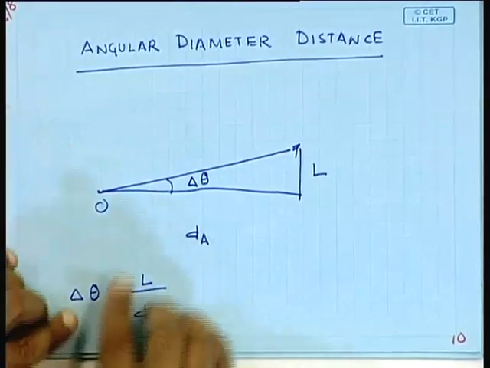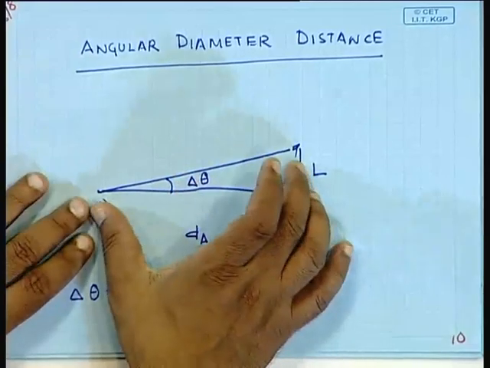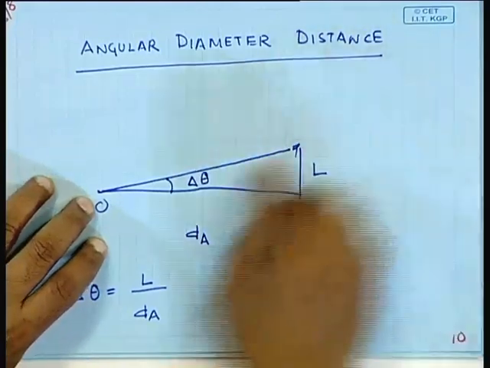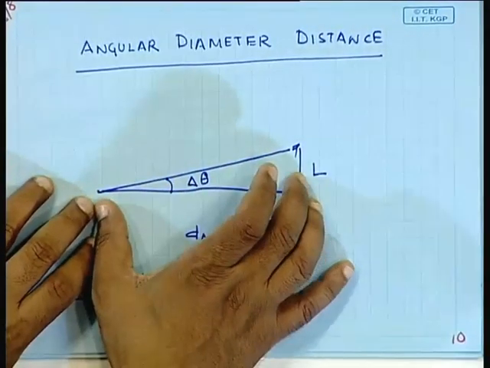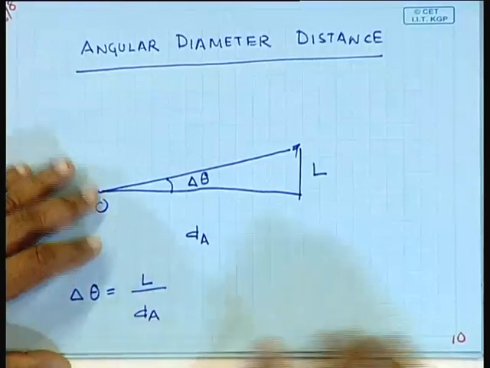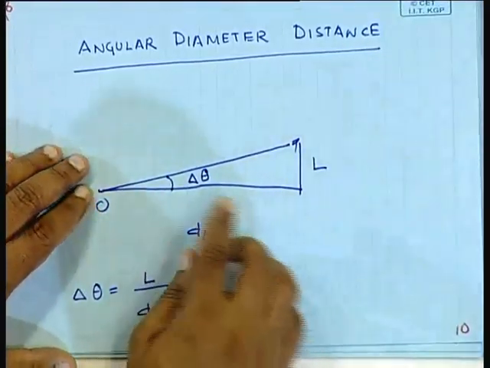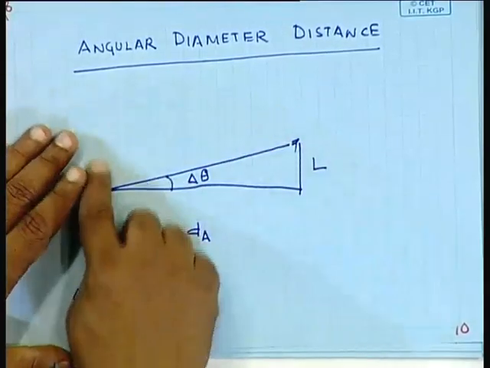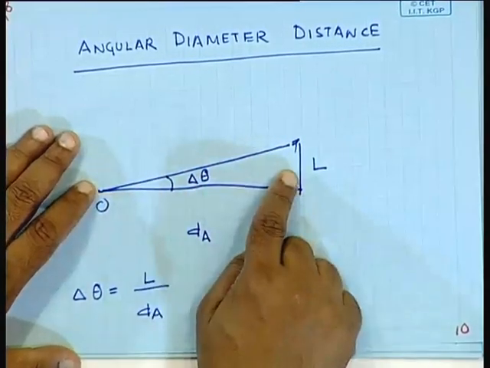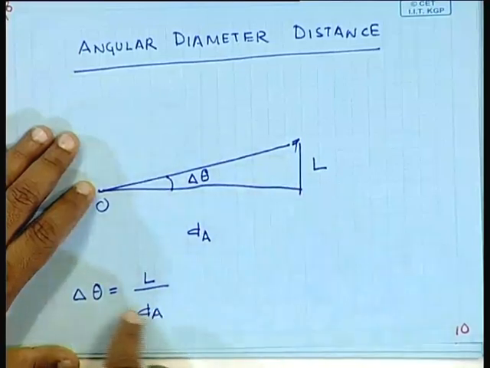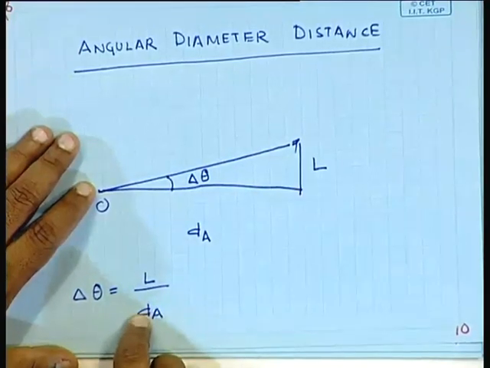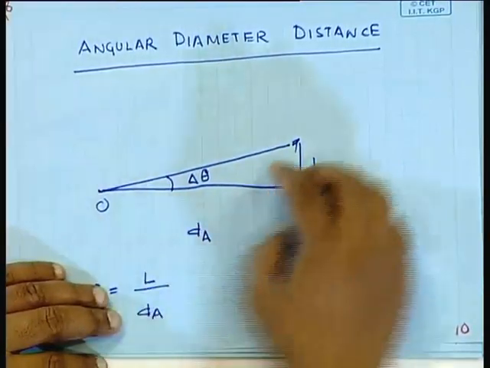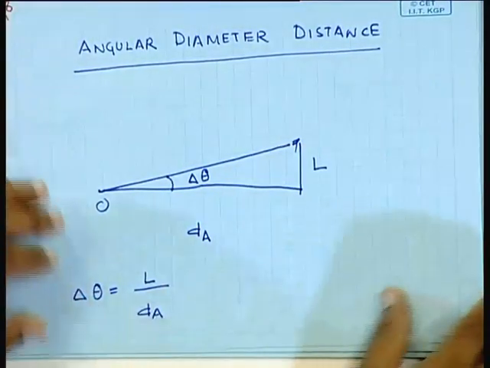So, if you know the angle and you know the angular diameter distance, you can calculate the length of the object, or if you know the length and the angle, then you can calculate the distance to the object, whichever way you like. One way in which this can arise is that you know the redshift of the object. So, from the redshift you calculate the angular diameter distance, you measure the angle it subtends sitting on the earth, and then you can determine the size of the object. Okay, this is one possibility.